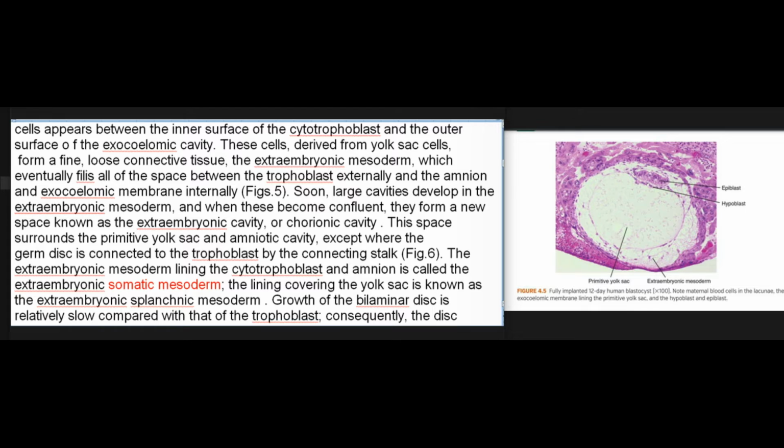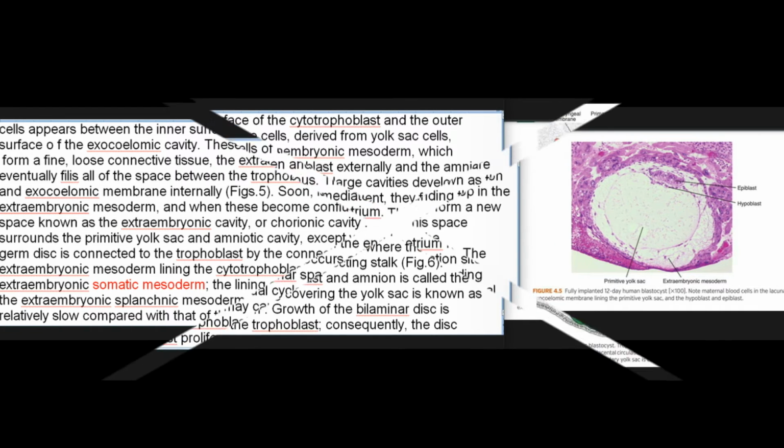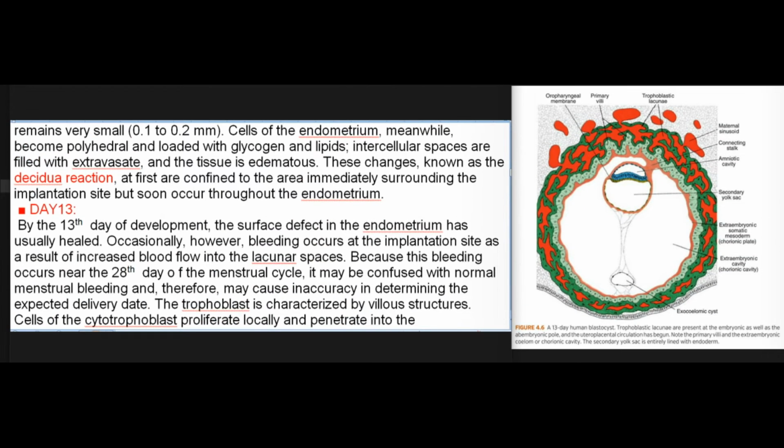Growth of the bilaminar disc is relatively slow compared with that of the trophoblast; consequently, the disc remains very small, 0.1 to 0.2 millimeters. Cells of the endometrium, meanwhile, become polyhedral and loaded with glycogen and lipids, intercellular spaces are filled with extravasate, and the tissue is edematous. These changes, known as the decidual reaction, at first are confined to the area immediately surrounding the implantation site but soon occur throughout the endometrium.